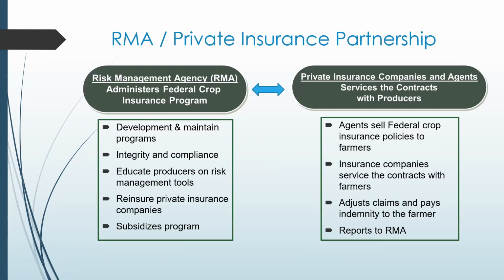RMA is responsible for developing and maintaining federal crop insurance policies. This includes determining the rates, yields, and prices for each crop at the county level every year. RMA is also in charge of compliance to prevent fraud or abuse. Private insurance companies and agents are responsible for selling insurance policies to farmers and settling their claims. The federal government subsidizes the premiums to reduce the cost of crop insurance and reinsures the private insurance companies to share the cost of the claims. Next slide.